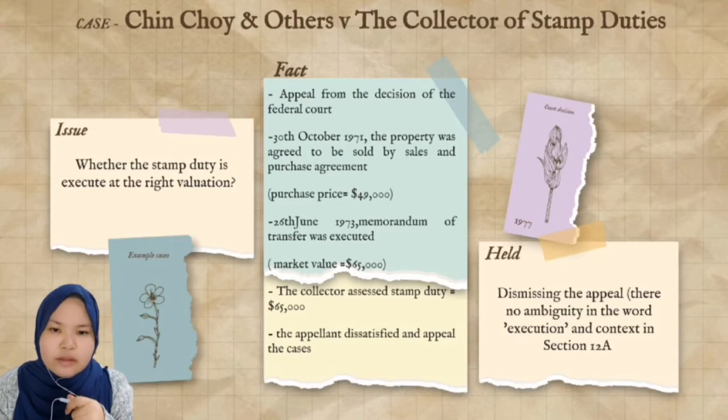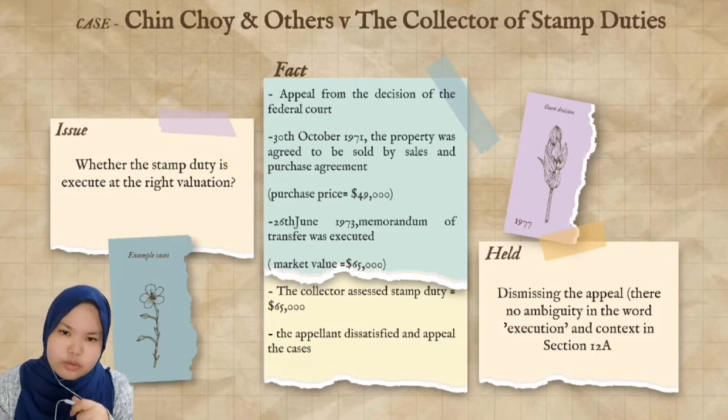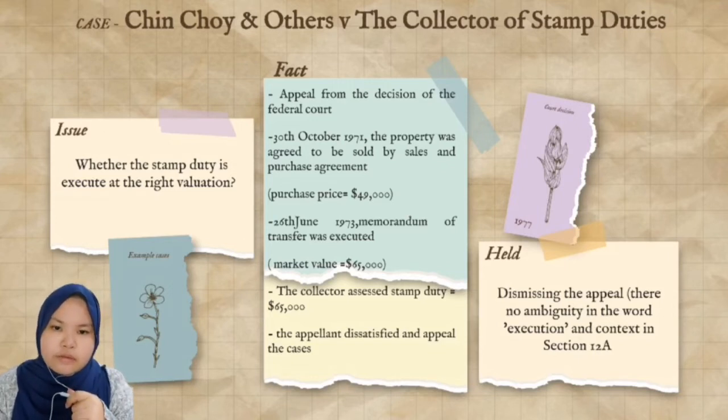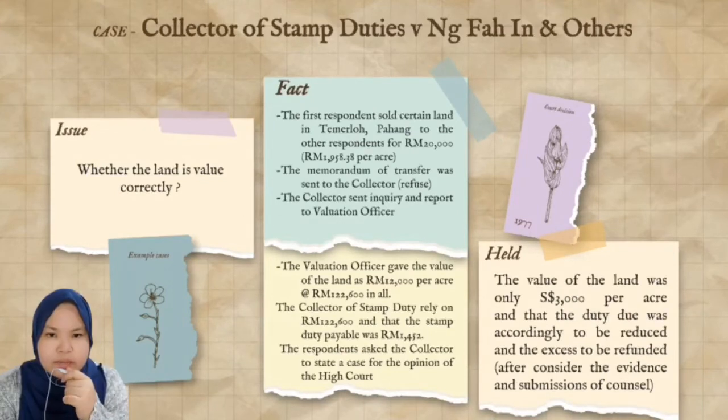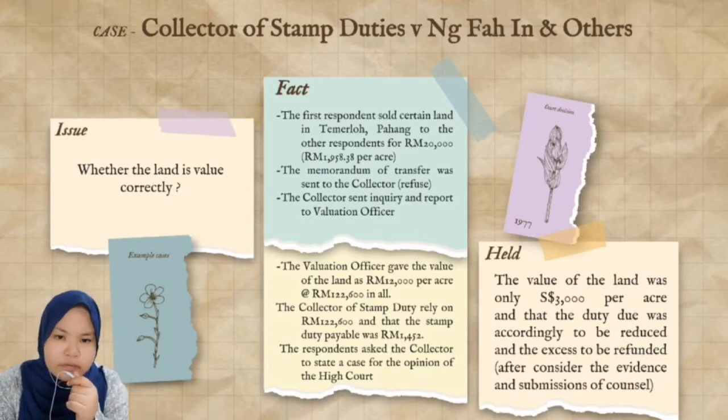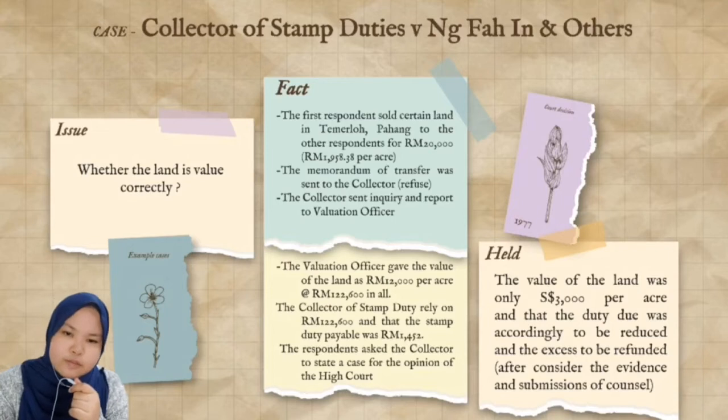The court held to dismiss the appeal because there is no ambiguity in the word execute in the context of Section 12A. The next case is about the Collector of Stamp Duties versus Ng Fah In and others. The issue is whether the land is valued correctly. The facts of the case: the first respondent sold certain land in Temerloh, Pahang to other respondents for 20,000.